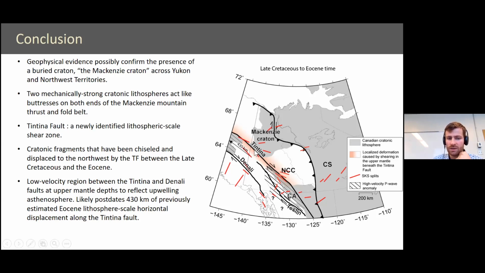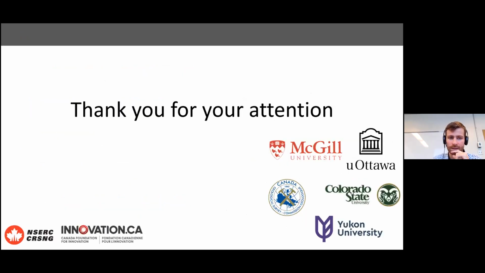The Tintina fault appears to be a newly identified lithospheric-scale shear zone. We interpret a high velocity anomaly to be a cratonic fragment that has been chiseled and displaced to the northwest by the Tintina fault between the Cretaceous and the Eocene. And lastly, the low velocity region that we observe between the Tintina and the Denali fault at upper mantle depths reflects upwelling asthenosphere, which likely postdates the 430 kilometers of previously estimated Eocene lithosphere-scale horizontal displacement along the Tintina fault. And that's it.